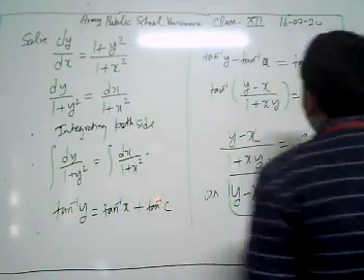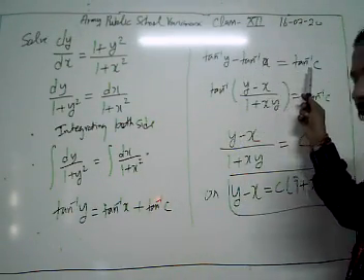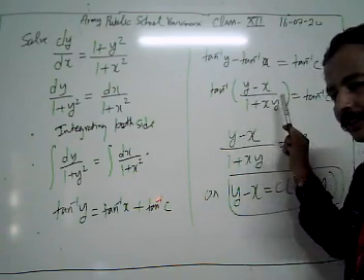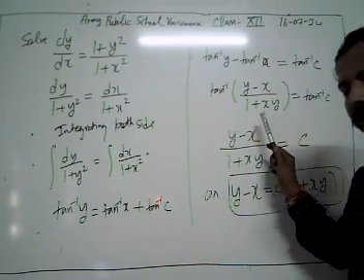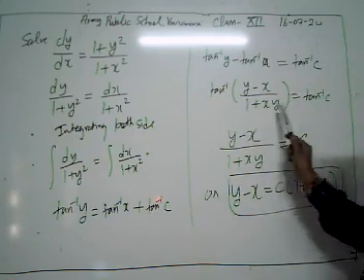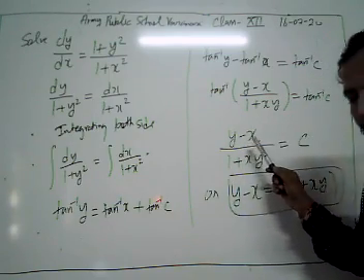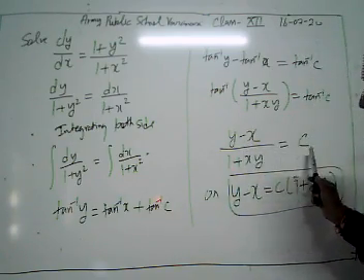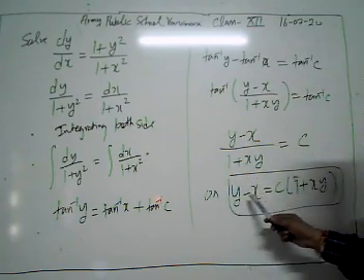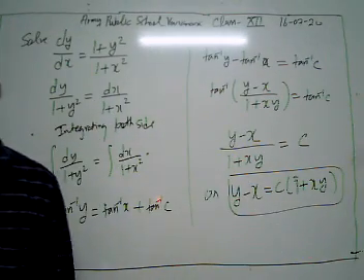Now here we have tan inverse y minus tan inverse x equal to tan inverse c. Then we use the formula tan inverse b minus tan inverse a, which gives tan inverse of (b minus a) upon (1 plus ba) equal to tan inverse c. Now if tan inverse alpha equals tan inverse beta, then alpha and beta are equal. Using this concept, we have (y minus x) upon (1 plus xy) equal to c, or we can write our equation as y minus x equal to c into (1 plus xy). This is the solution of our differential equation.